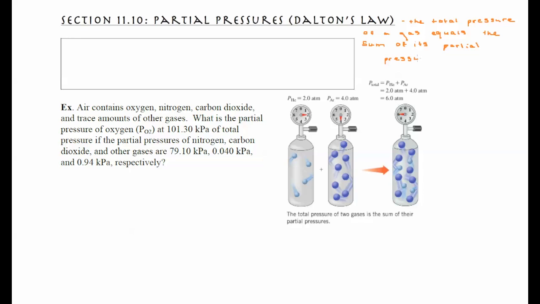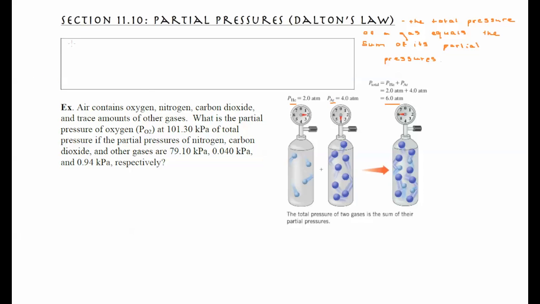So in the diagram below, if you have a canister of helium and a canister of argon, and the helium canister has a pressure of 2.0 atmospheres and the argon canister has a pressure of 4.0 atmospheres, if I were to combine those two canisters together to find the total pressure of the two gases, all you have to do is add the partial pressures together, so the partial pressure of helium and the partial pressure of argon, and you get your total pressure. And that is all Dalton's law of partial pressures tells us.